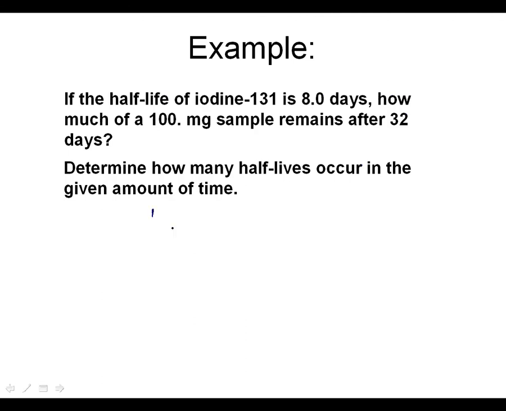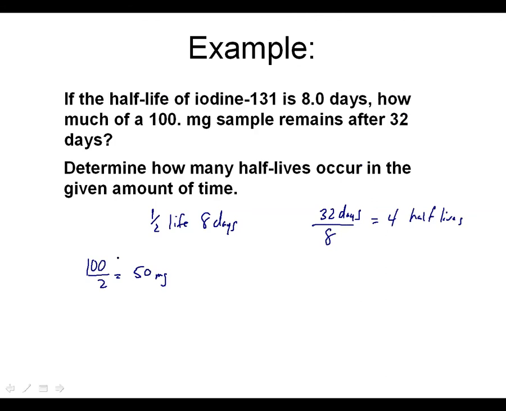So what we know is the half-life is 8 days in this case. And we want to know how much will remain after 32 days. So again, we could divide 32 by 8. That is 4 half-lives it's going to go through. So we're starting with 100 milligrams. We're going to divide it by 2, which will give us 50 milligrams. That's after our first half-life.